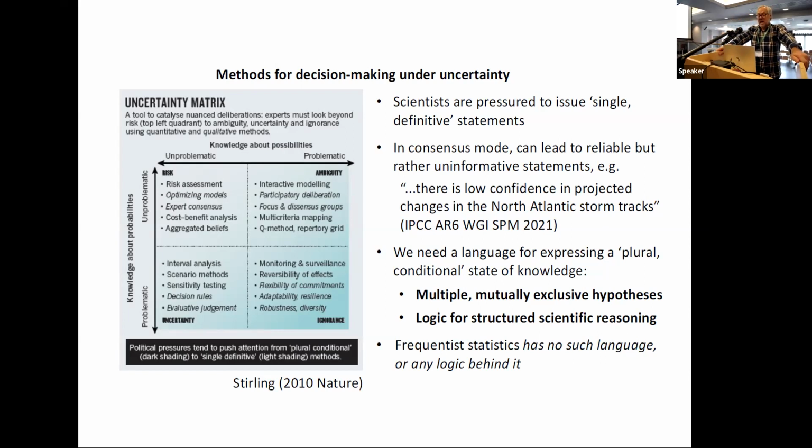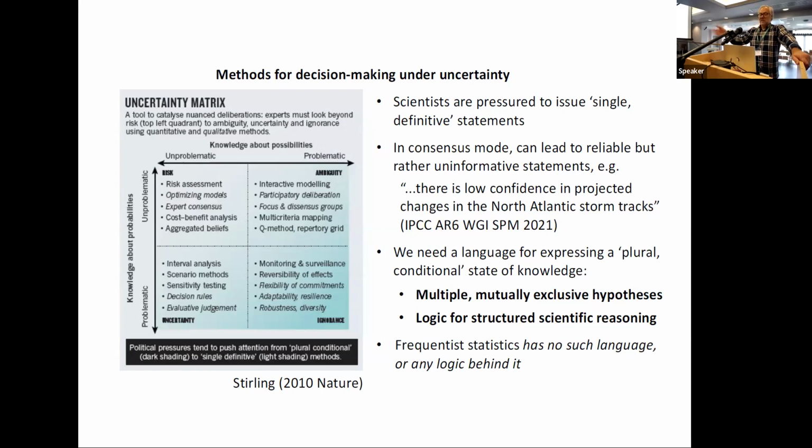definitive statements. And I think more on the climate side, for me, for example, in consensus mode, the IPCC issues single definitive statements. So what that leads to is reliable but rather uninformative statements. So, for example, in the summary for policymakers of the last IPCC Working Group One report, if you want to know what's going to happen in the North Atlantic storm tracks, which is very important in this part of the world, they'll just say that there's low confidence in the changes. Okay, that's true, but it doesn't get you very far.